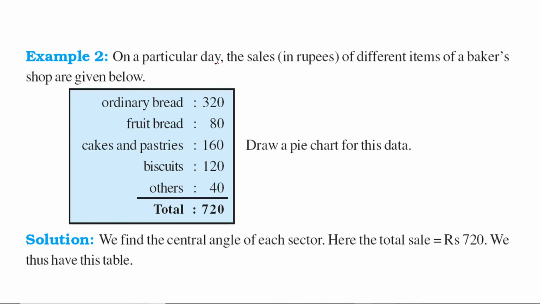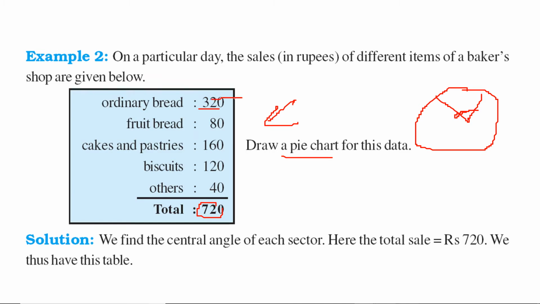On a particular day, the sale of different items of a bakery shop is given like this. We have to draw a pie chart. So the total is 720. See, 320 plus 80 plus 160 plus 120 plus 40 is 720. Now, we are basically interested in the angles. When we are drawing a pie chart, we are drawing a circle. So we are basically interested in what angle we have to give to each of them.